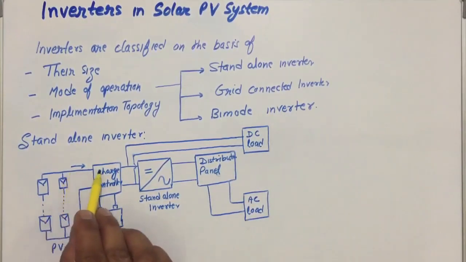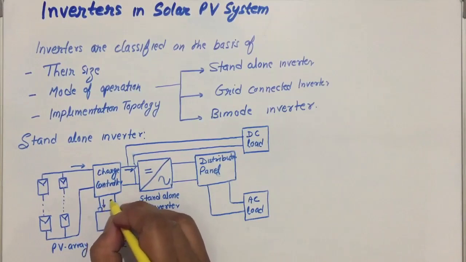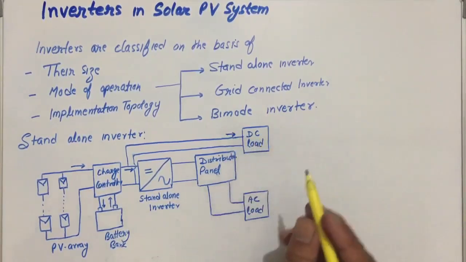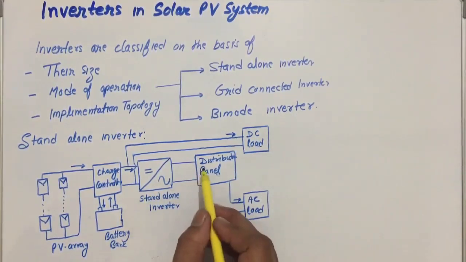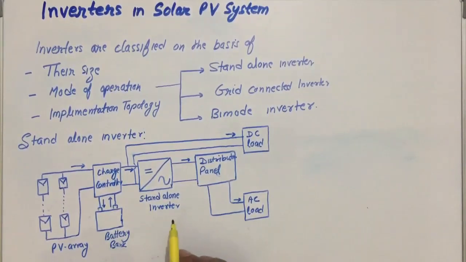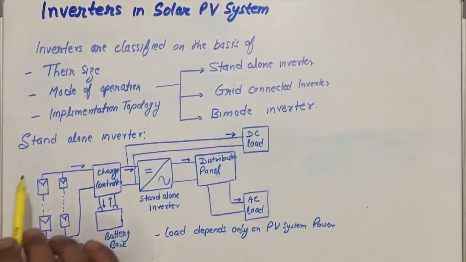From the panel power is transferred in this way, and here it is unidirectional. The battery can store the charge and give it back, and the power is given to the DC load. Here power is given to the AC load, and in the distribution panel the inverter supplied power. On the basis of the stand-alone inverter, the PV system is named as a stand-alone PV system, and in this the load depends only on the PV system. The power that is available here, the load depends only on that. So that is the stand-alone inverter.